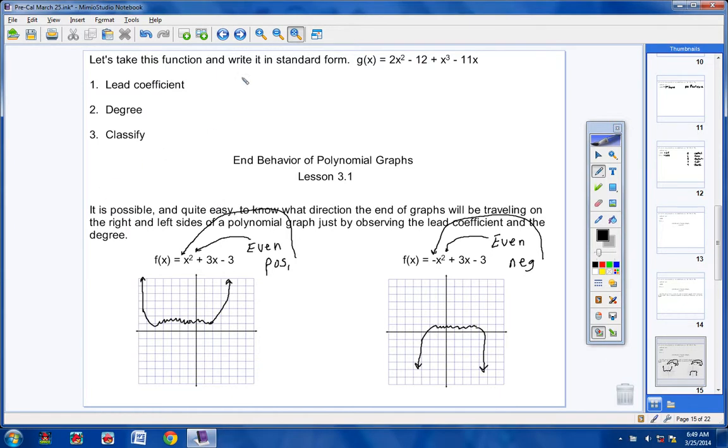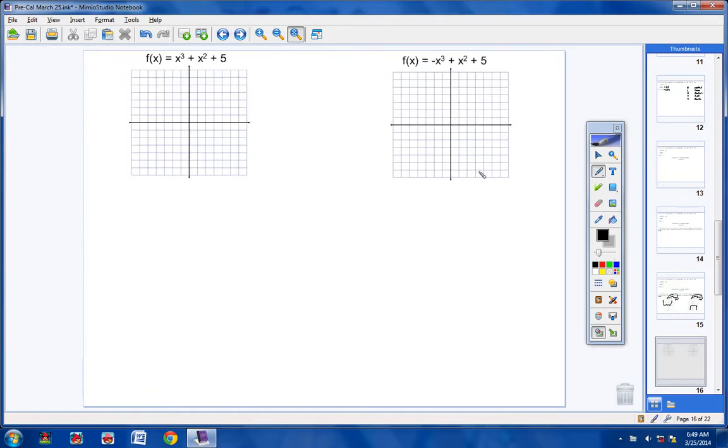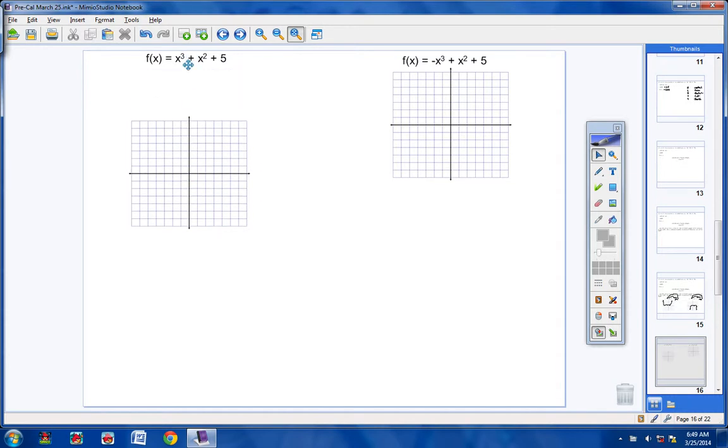All right, let's take a look at 2 more examples. Now, go ahead and copy these in your notes, please. Notice for this example here, we have a degree that is odd, and I really think I should have slid these down a little bit to give me a little more room to write. Let me do that real quick here.